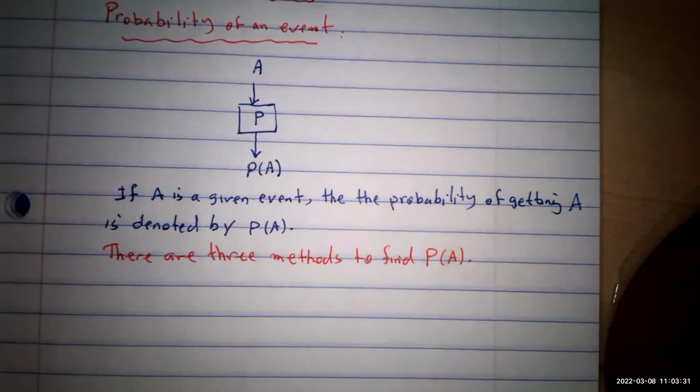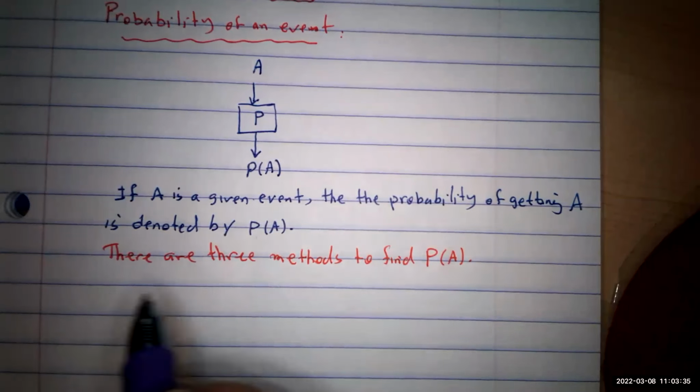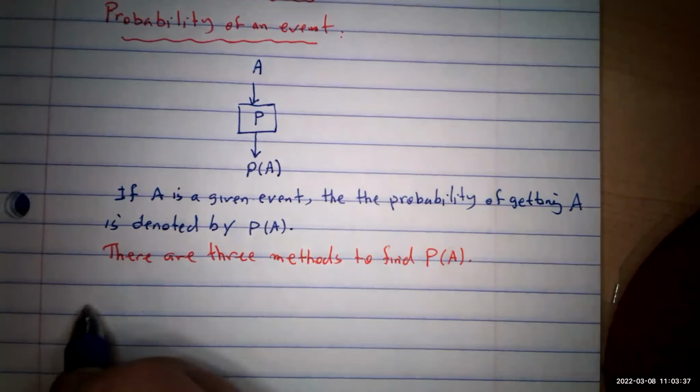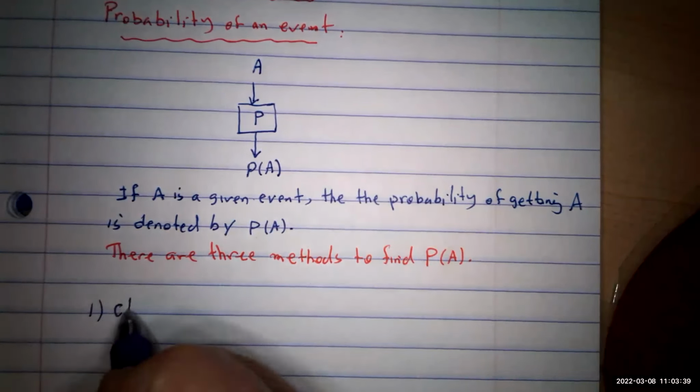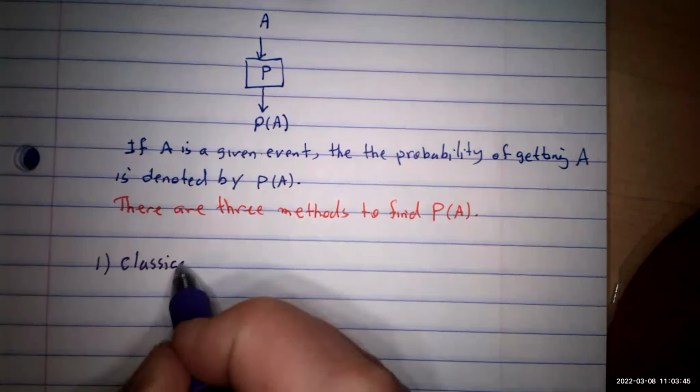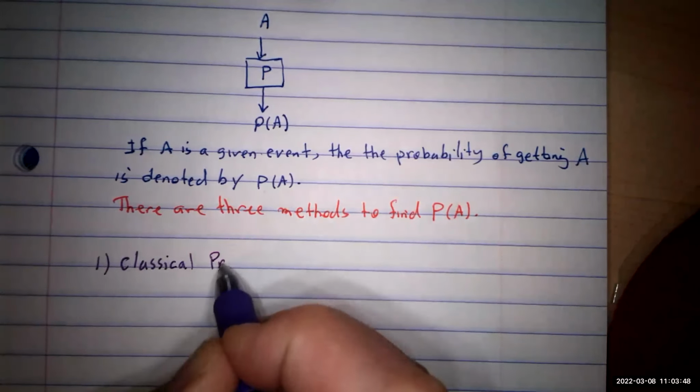Okay, what are going to be the methods that we're going to have? The first method is going to be called classical probability. This is just a kind of history of the probability. So the first one is going to be classical probability.